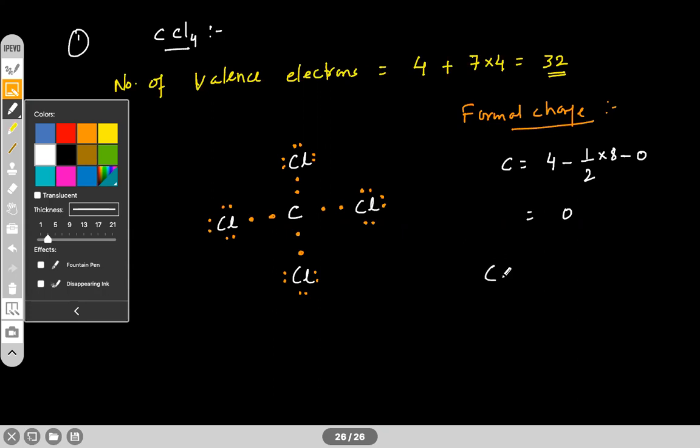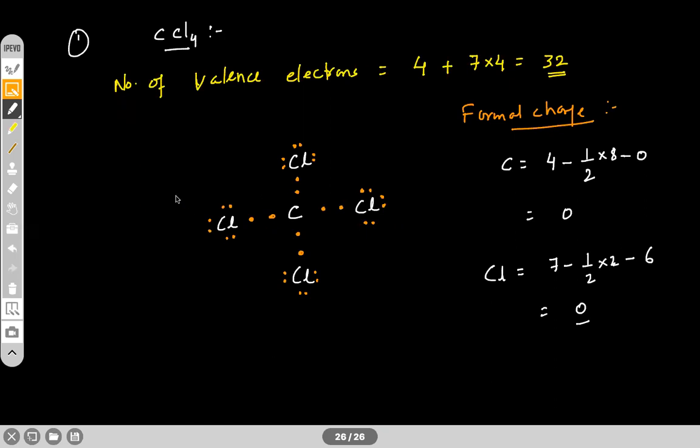For chlorine, if you find out the formal charge, 7 is the valence electron. And for each chlorine, the bonding is the same. Anyone you can take. Shared electron is 2, so half of 2 electrons shared, minus we have 6 unshared electrons. This is also 0, right? Hence the formal charge on chlorine as well as carbon is 0. So this is the Lewis dot structure of CCl4.